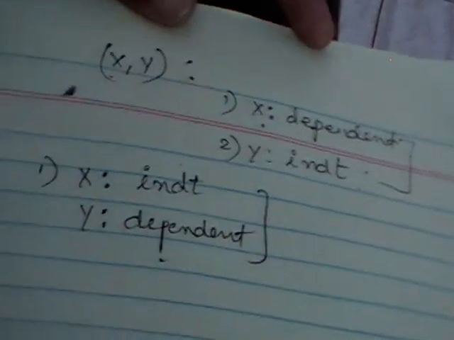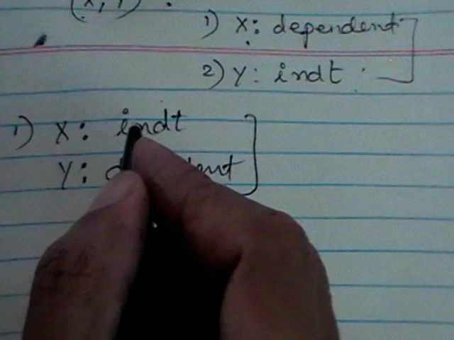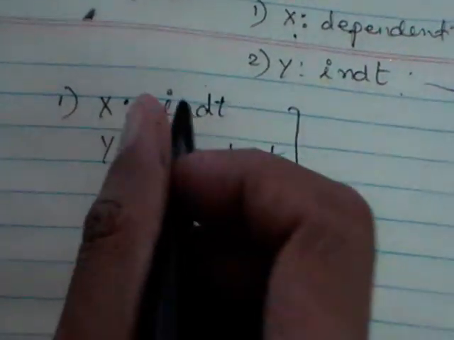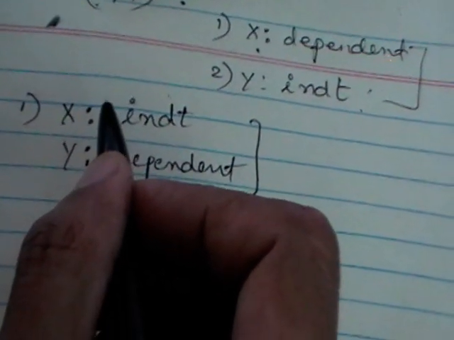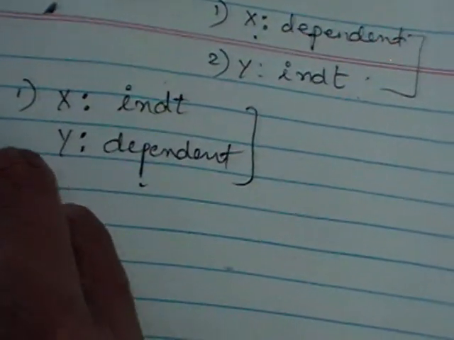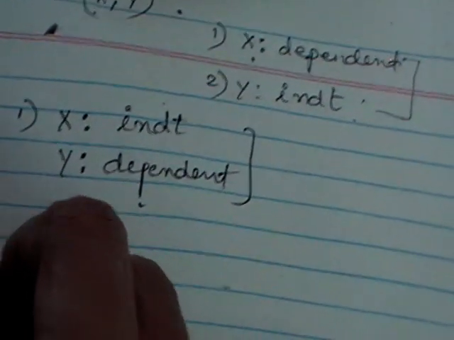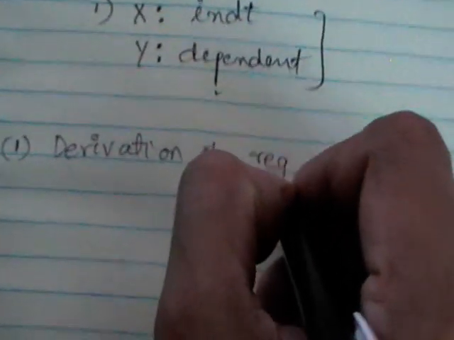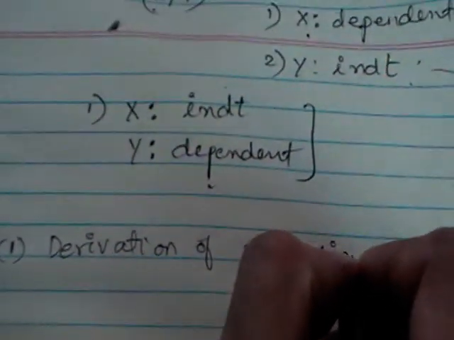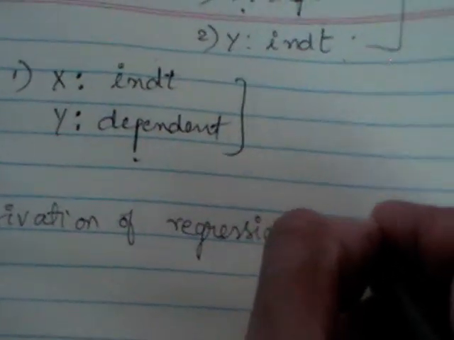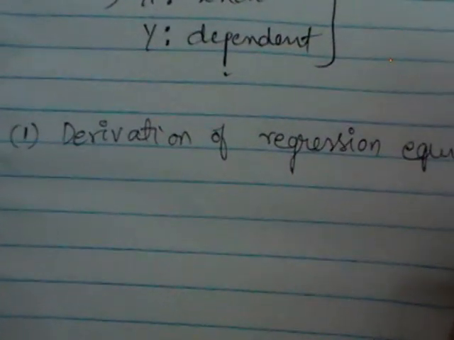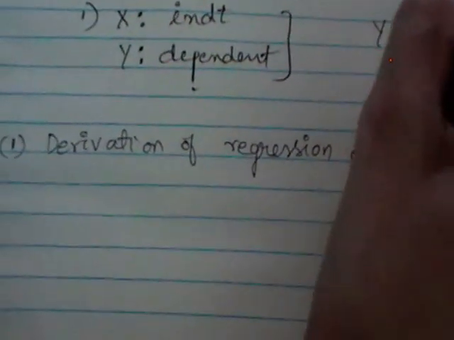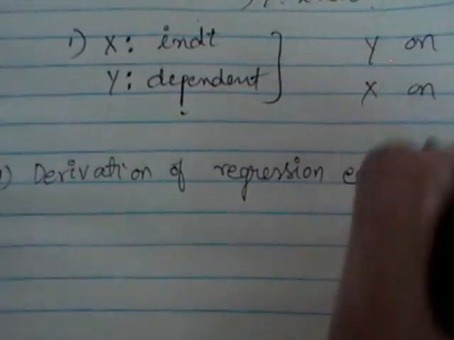So we are going to get two regression equations. In general, whenever we have two variables, we are going to get two regression lines or regression equations. So let us derive the first one, which is the derivation of the regression equation of y on x. We will have two regression lines, regression of y on x and regression of x on y.